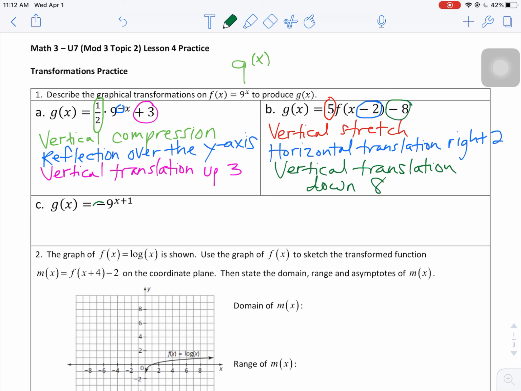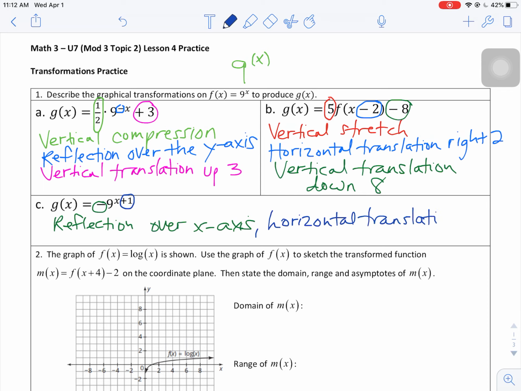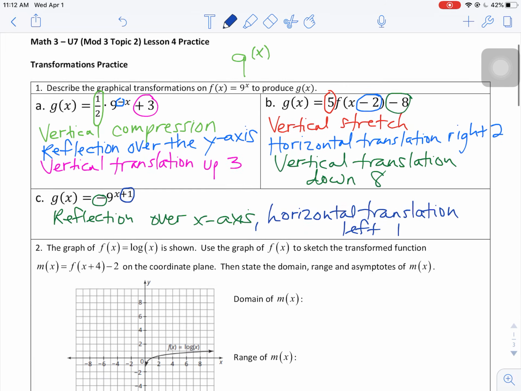On part C, the negative sign in front would be a reflection over the x-axis. And then the +1 would be kind of inside the parentheses since it's inside the exponent. So that would be a horizontal translation, left 1, because those horizontal translations are always the opposite of what we think they should be.